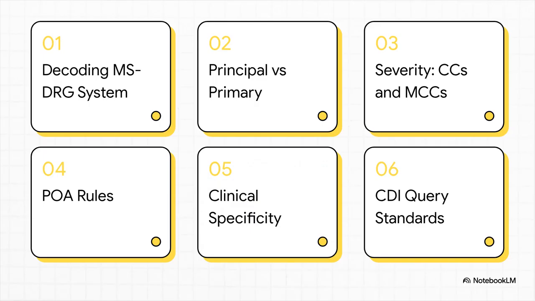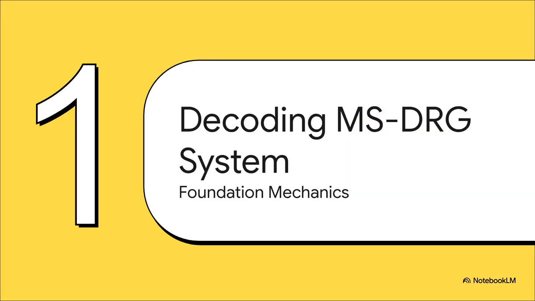Here's our roadmap for today. We're going to quickly decode the MSDRG system basics, untangle principal versus primary diagnoses, look at CC and MCC severity tiers, break down present on admission rules, explore the sheer power of clinical specificity, and wrap up with compliant CDI query standards. All right, Section 1, Decoding the MSDRG system.